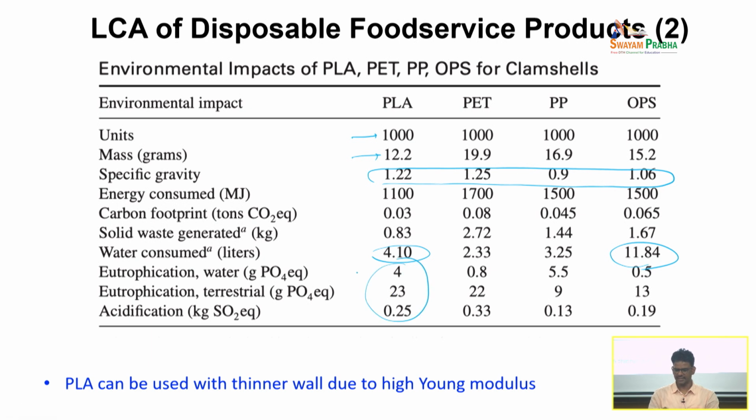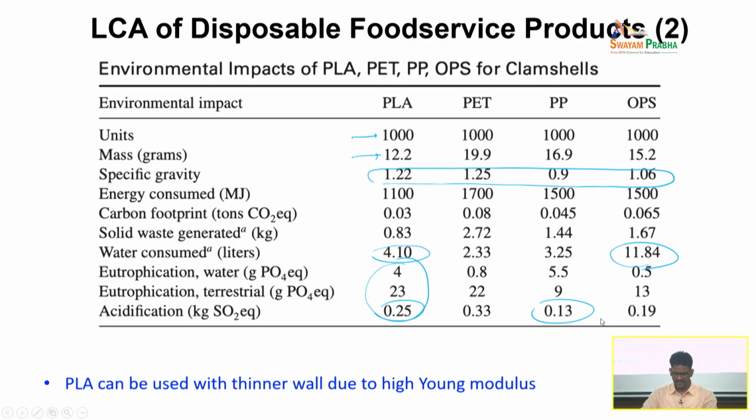And then eutrophication of water, soil, and acidification: on all those counts you see that PLA is relatively better, but there are a couple of exceptions. For example, if you look at acidification compared to PLA, PP seems to be better, but in other counts it fails. Therefore, you can say PLA can be used with thinner walls due to its high Young's modulus.